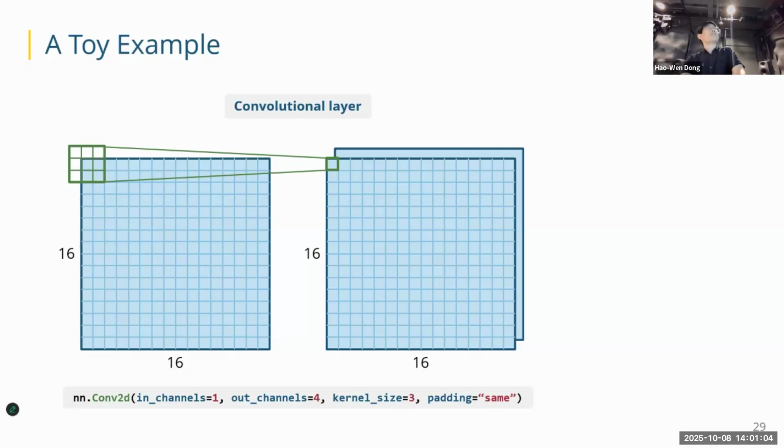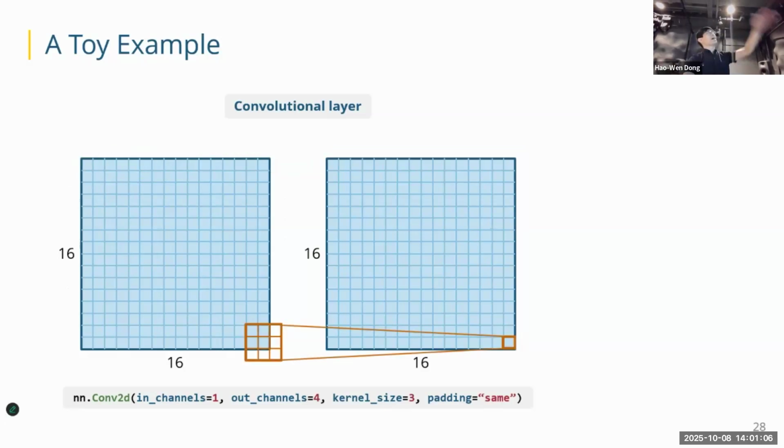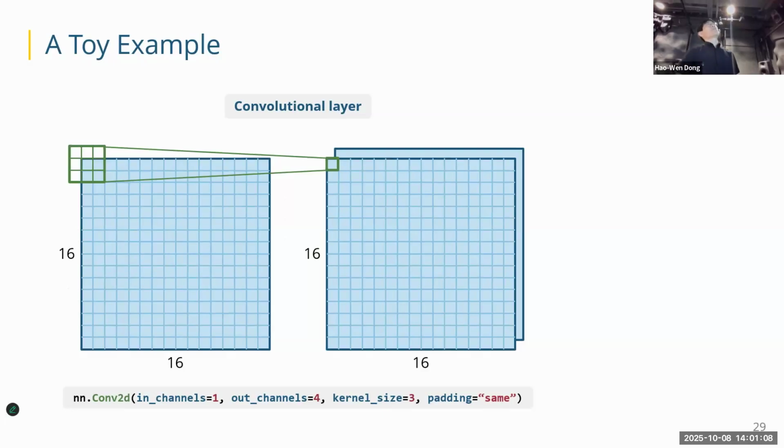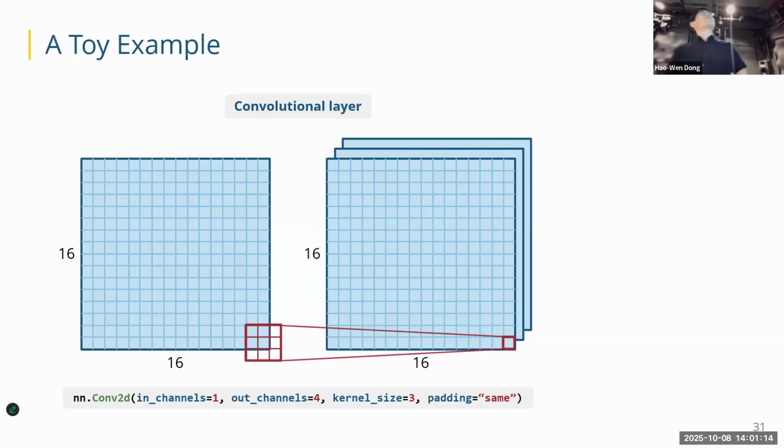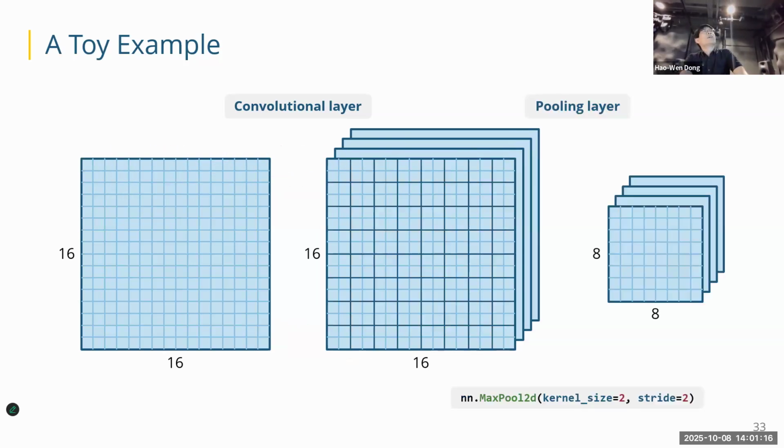So this is the first channel, and for the second channel you have another detector, and you scan through it again. Now you get the other channels. It's just the same animation. Then you apply the pooling layer, where for each 2 by 2 block you grab the maximum value so that you can do downsampling.